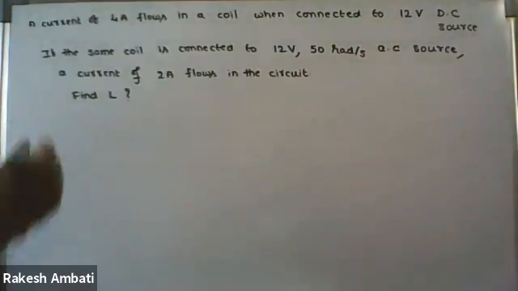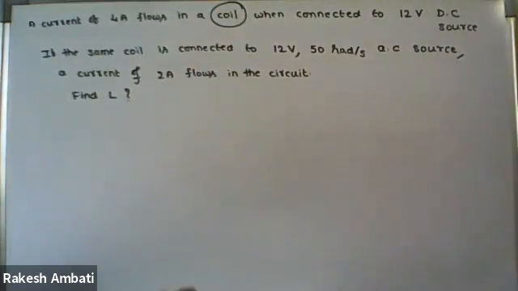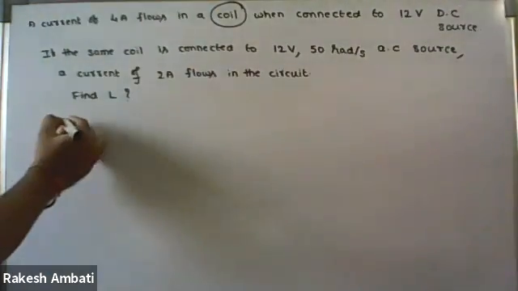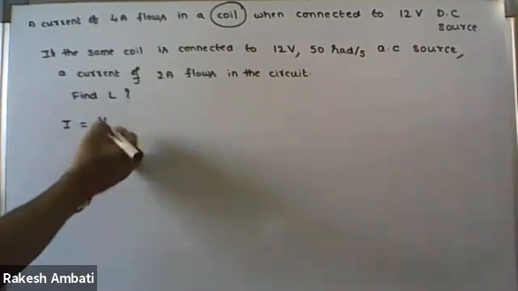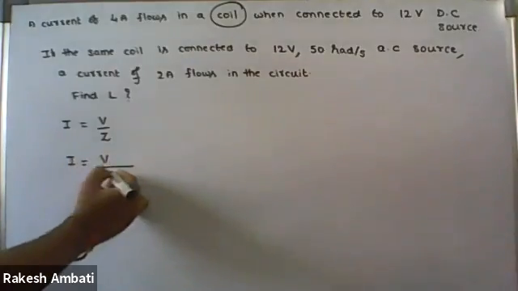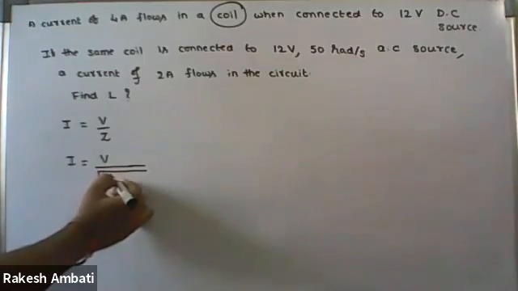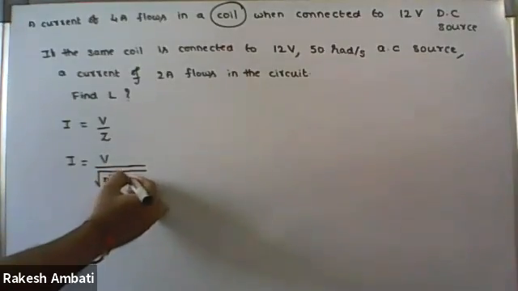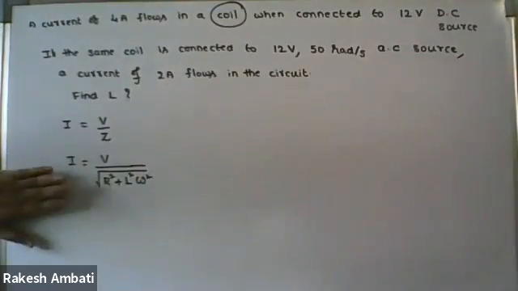Okay, so it is LR circuit. Coil is given means coil is equivalent to LR circuit. In the case of LR circuit, how to find the current? I equals V upon Z. That means current I equals V upon, in LR circuit, Z means root over R square plus XL square. In the place of XL square, I am writing L square omega square. So it is a general formula.